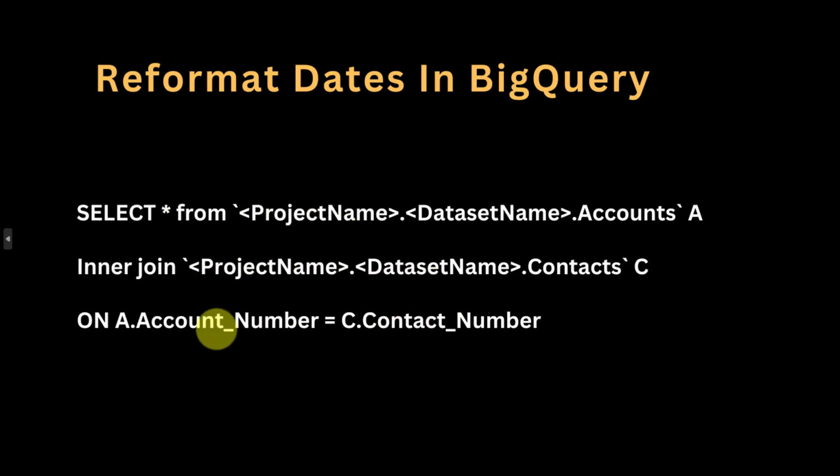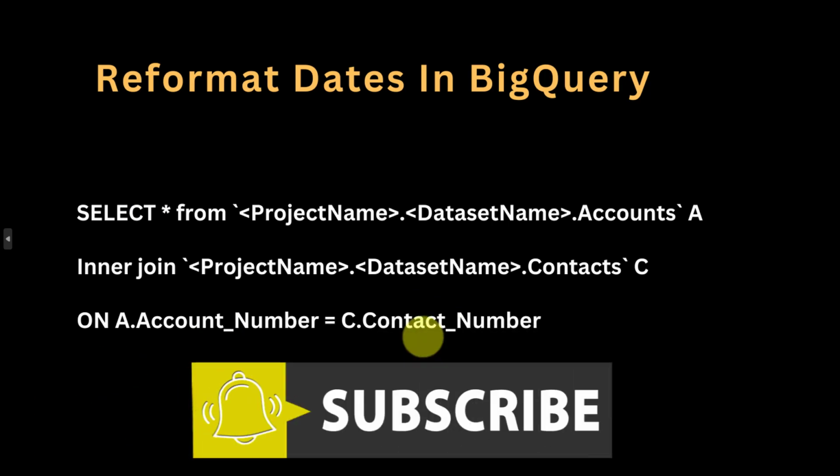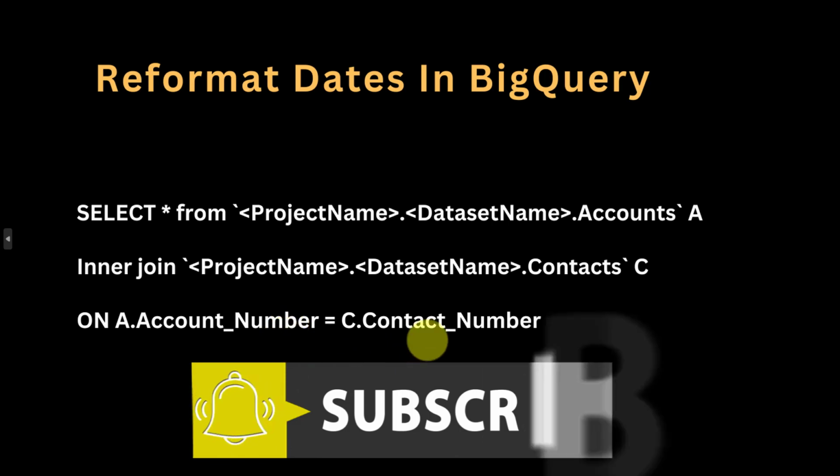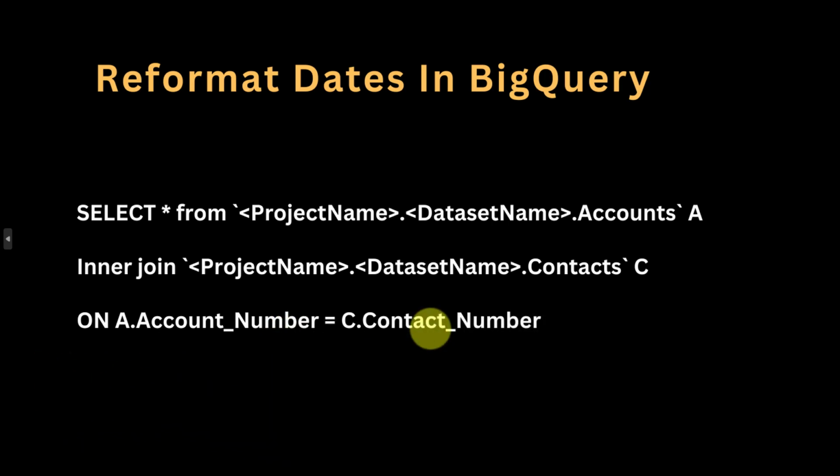However, the account number and the contact number do not have the same data types. In other words, one of them is a string, the other one is a text or another data type. What's going to happen in that scenario is we're going to get an error, and this select statement will not work. And the way around that is to use the cast statement.